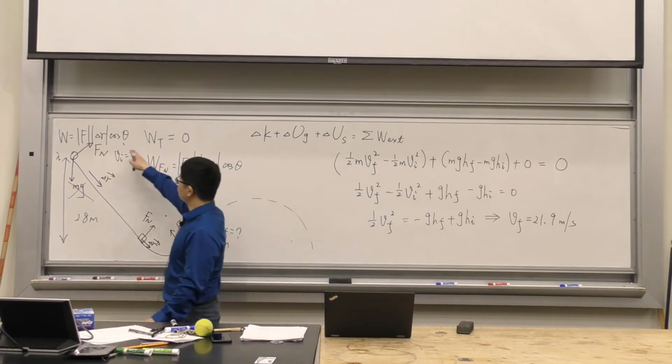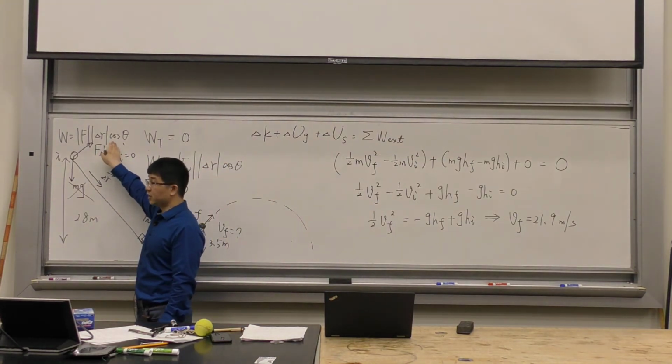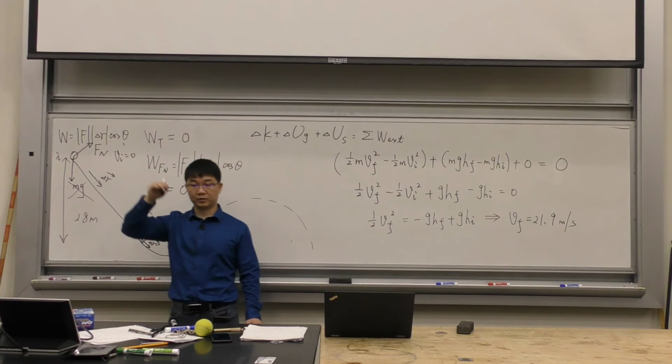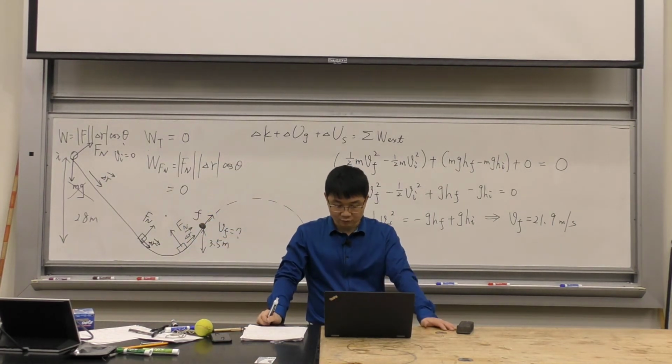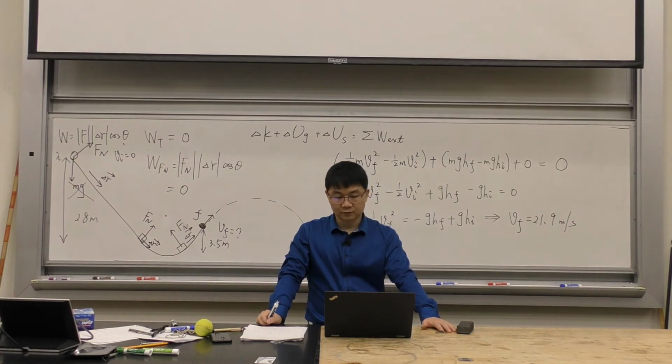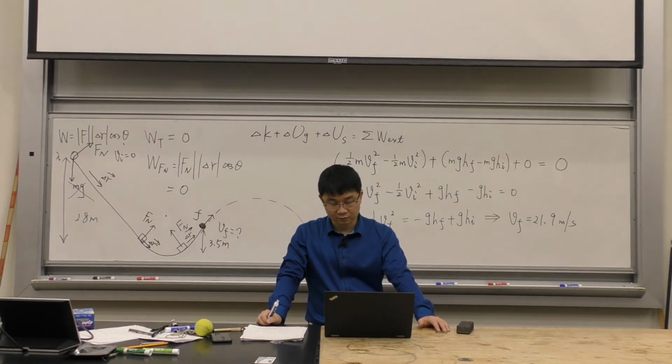I still set up the work definition, and then if the theta angle becomes 90, I will get a 0 work. So let's take a look at this question. A 5 kilogram crate slides down a ramp from rest at the top. The ramp is 2 meters in length, and inclined at an angle of 30 degrees. So I know the length of the ramp, the angle of the ramp, and the coefficient of kinetic friction between the crate and the ramp is 0.5.